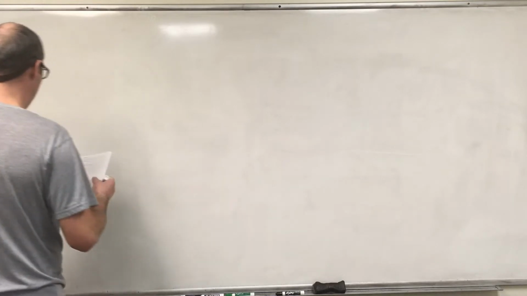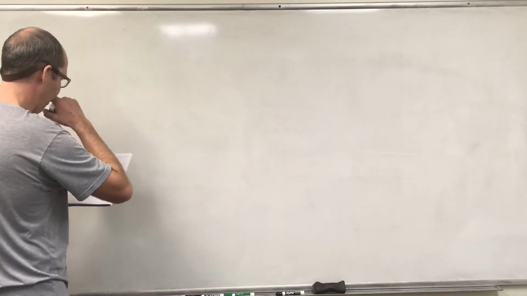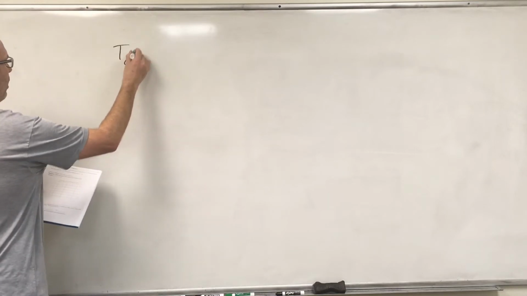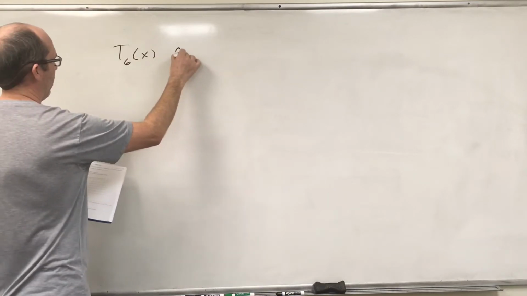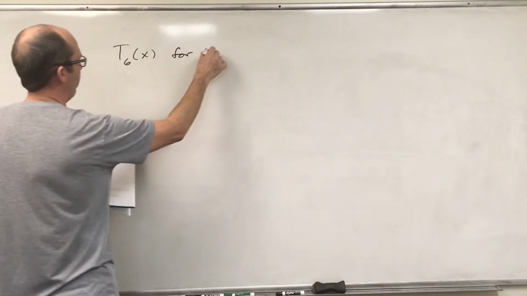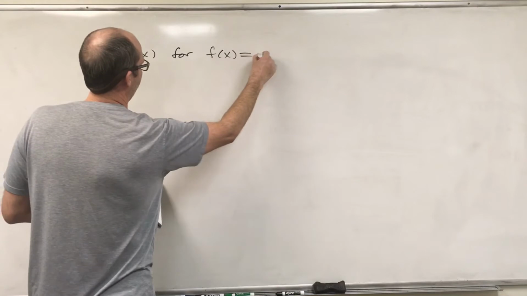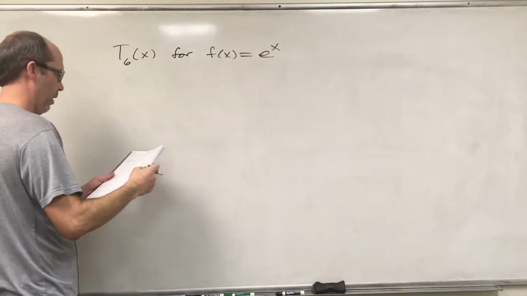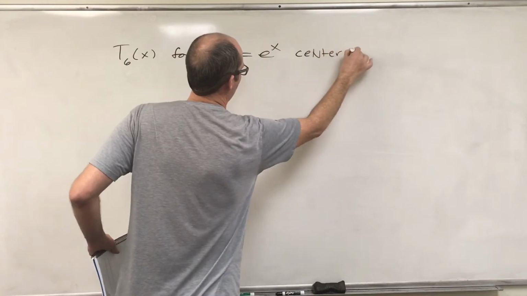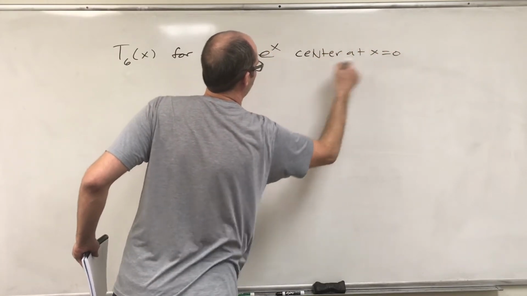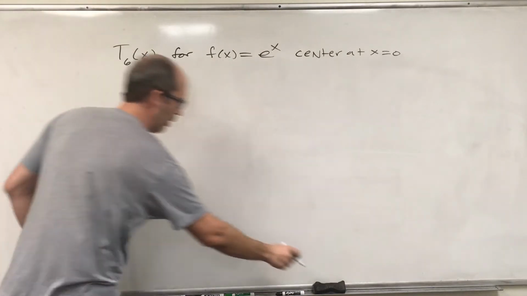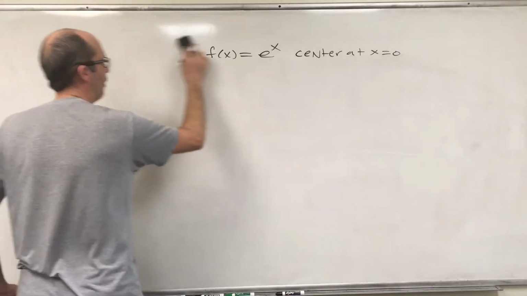Okay, so what we're going to do is compute the 6th degree Taylor polynomial for f of x equals e to the x, centered at x equals 0. All right, so the first thing I do is write the standard form.